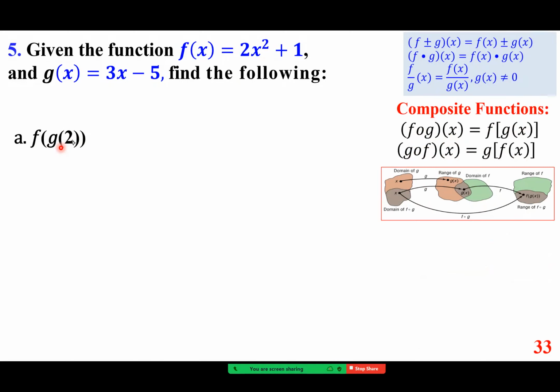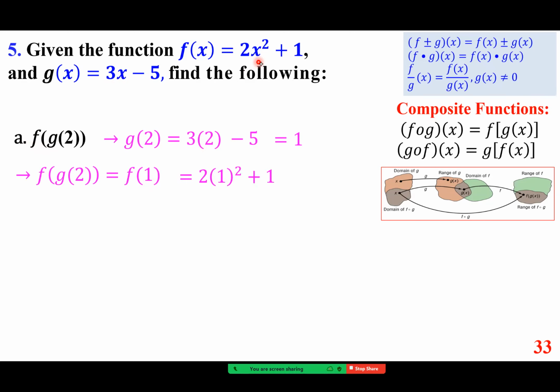Let's do that. Here's the g function. Let's plug in 2. 3 times 2 minus 5, and that's 6 minus 5 equals 1. So that means we want f of 1. Now plug in 1 here. 2 times 1 squared plus 1, which makes it 1 times 2 is 2, 2 and 1 is 3, because 1 squared is 1, everybody. So the answer is 3.